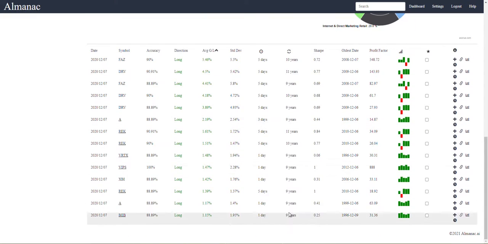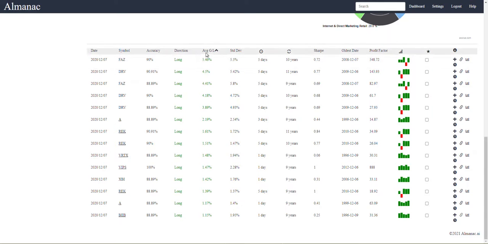So here are the results. This is the results if I change it and sort it by average gain. The one that has the best average gain for the last 10 years, holding for 5 days, is FAS. That's a 90% in the 10 years. So out of the last 10 years, 9 of those years, this exact trade worked.